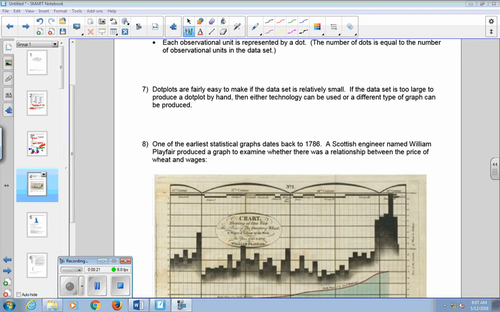Number 7, dot plots are fairly easy to make if the data set is relatively small. If the data set is too large to produce a dot plot by hand, then either technology can be used or a different type of graph can be produced.